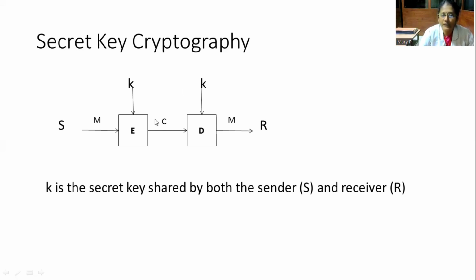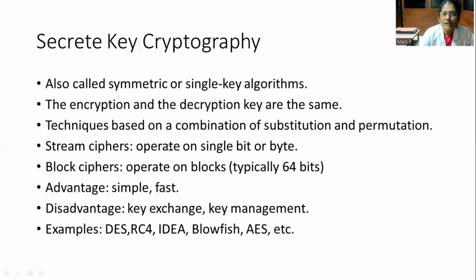So what is the key used for encryption? The same key is used for decryption. Now the ciphertext message is converted into the original message at the receiver end. So here K is the secret key shared by both sender as well as receiver. Okay. So this secret key cryptography is called symmetric key or single key algorithms. That means encryption and decryption use the same key for converting the original message into ciphertext and converting the ciphertext into the original message.